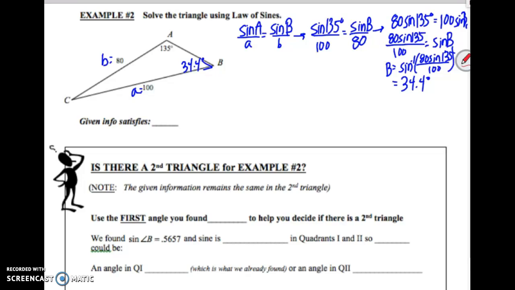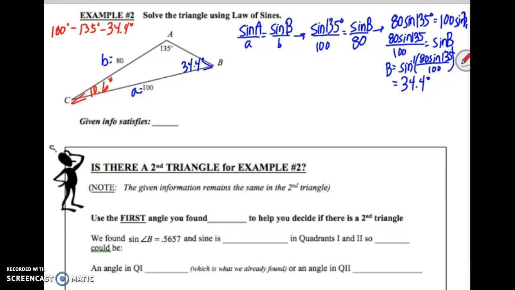So now we know the measure of angle B, so we can find the measure of angle C by taking 180 degrees and subtracting off 135 and subtracting off 34.4 degrees. The measure of angle C is equal to 10.6 degrees.